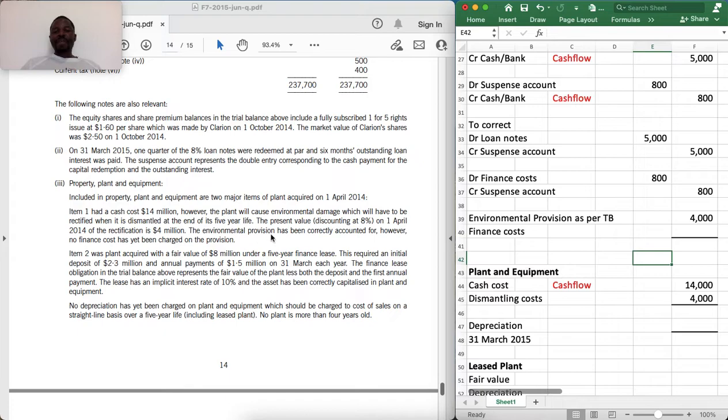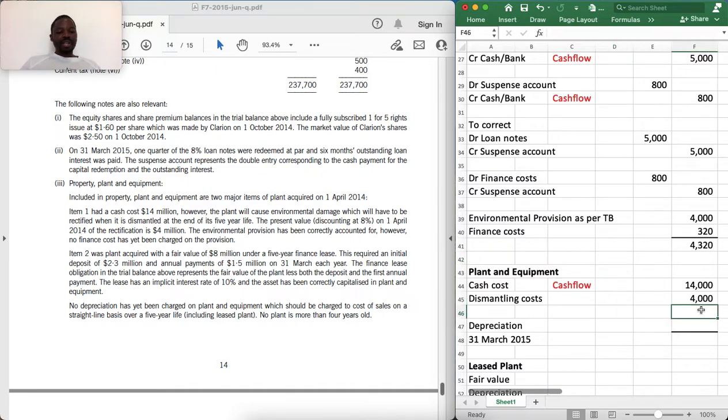The environmental provision has been correctly accounted for. However, no finance cost has yet been charged on the provision. So there is no finance cost. We need to charge the finance cost here of how much? Of 8%, like that. We are not apportioning as it was beginning of the year. So the closing provision for environmental cleanup or rectification is now 4,320.